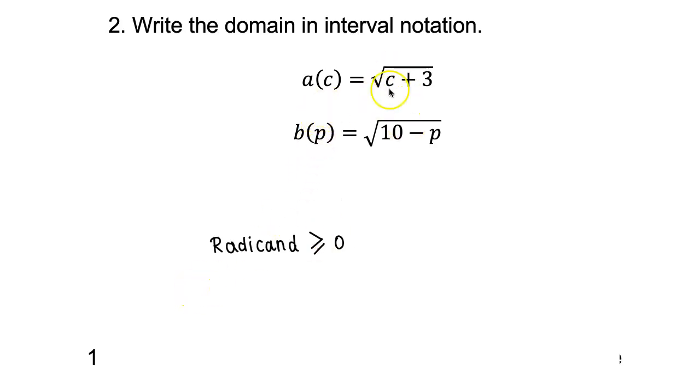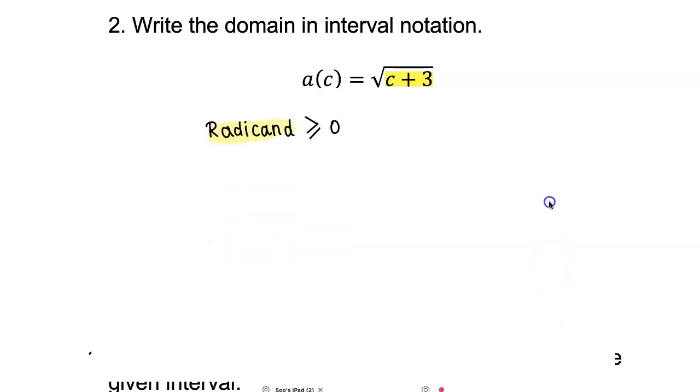So I have two functions that I prepared. I'm going to go in and highlight the radicand parts of both of these. For the top one, I'm going to work with c plus 3. For the second one, I'm going to work with 10 minus p. What I highlighted in yellow, guys, those are called the radicand. So you always just grab them and set them greater than or equal to 0.